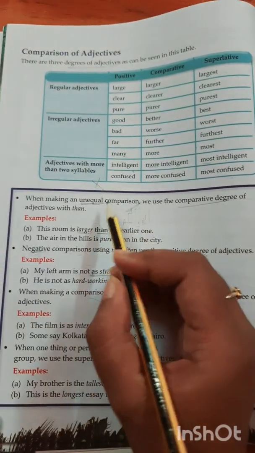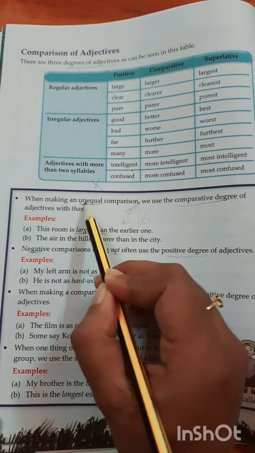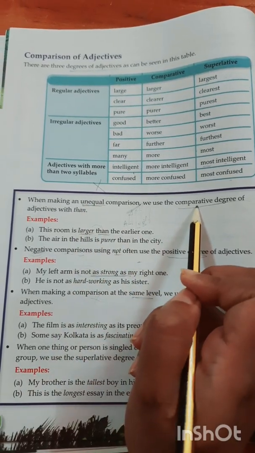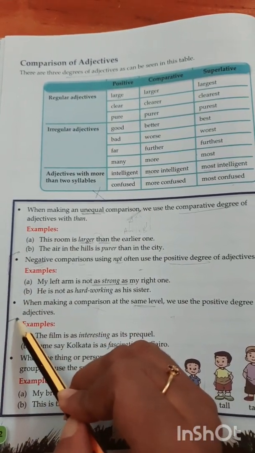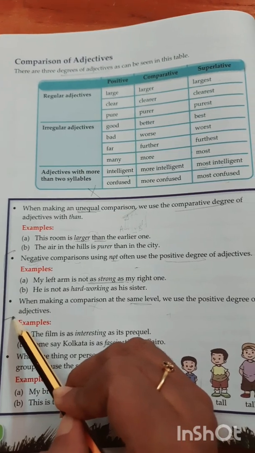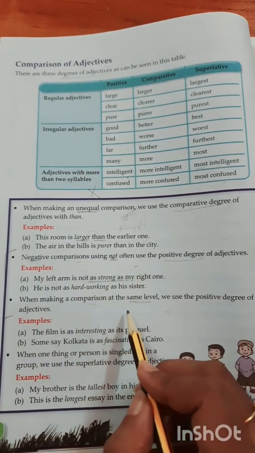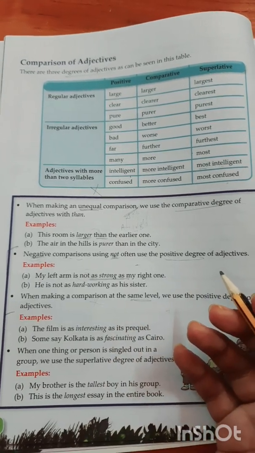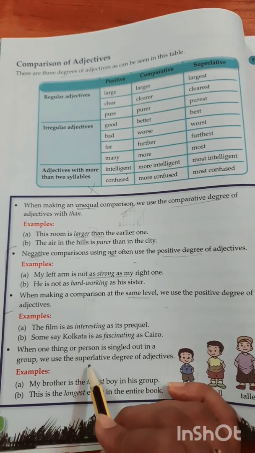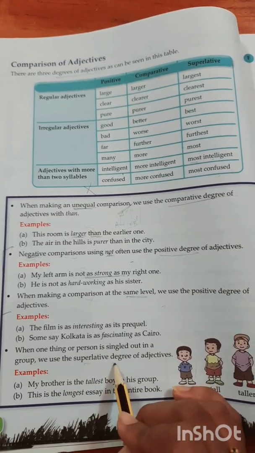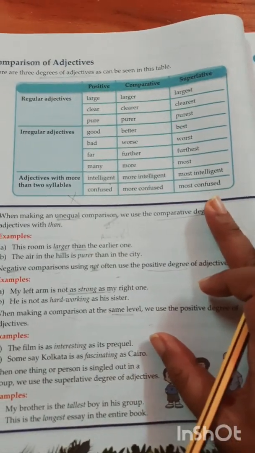Okay, children? Yes, you understand. Unequal. The two things are unequal, you are using comparative. Yes, the two things are equal, same level, you are using positive. If it is negative, you are adding not. If it is positive, obviously you don't use not, right? Yeah, okay. And then you know that if you're talking about only one person, you should use superlative degree. So now you are thorough with positive, comparative, and superlative, right?